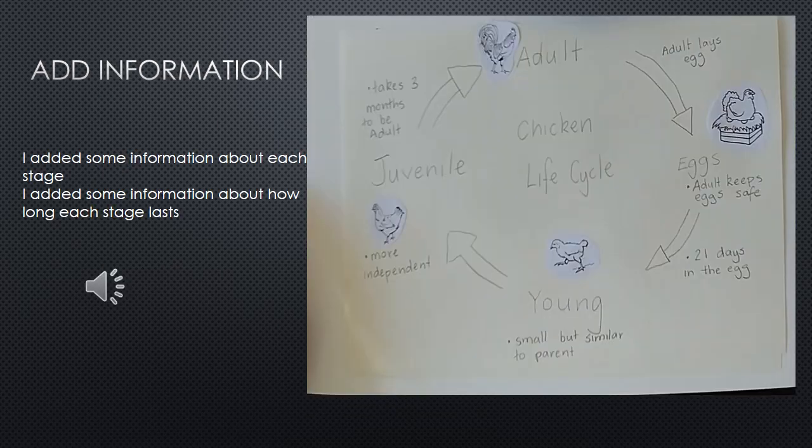Next step is to add some information. I added a little bit of information about each stage, and then I found some cool information about how long each stage lasts. It takes 21 days for the chicken to be in the egg and it takes 3 months for it to go from born to an adult, and I thought that was really interesting and I put my information with each stage.